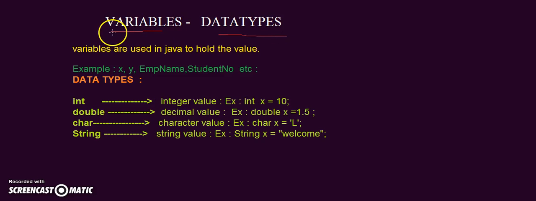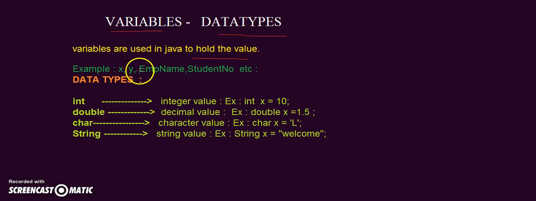Here, I'm going to give you the very first definition: what is a variable. Variables are used in Java to hold some value. For example, you can give x, y or employee name. For employee name, I can give empName. For student number, I can give studentNumber, etc. So these are all variable names.